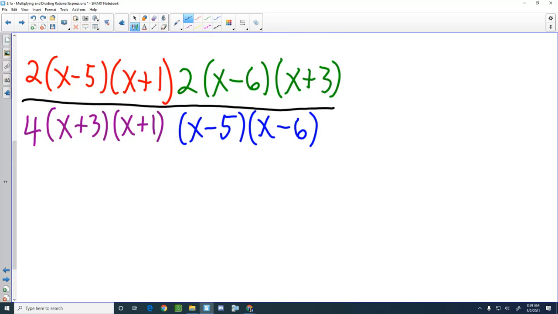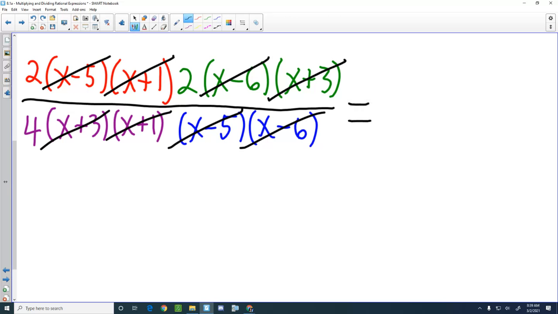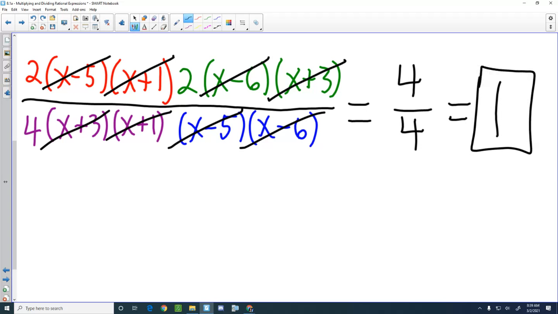There's an x minus 5 up top and an x minus 5 on the bottom. Those cancel out because those divided by each other equals 1. x plus 1 on top, x plus 1 on the bottom. Those are gone. Anything else? x minus 6, gone. x plus 3, also gone. In the numerator, I'm left with 2 times 2, which is 4, over a 4 on the bottom. What's 4 divided by 4? Your final answer is 1.